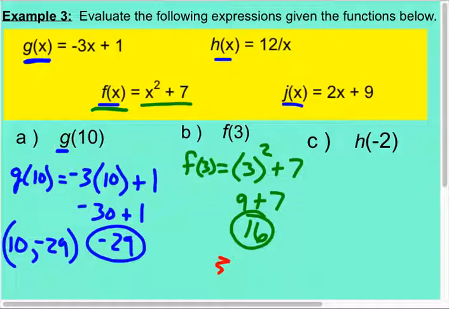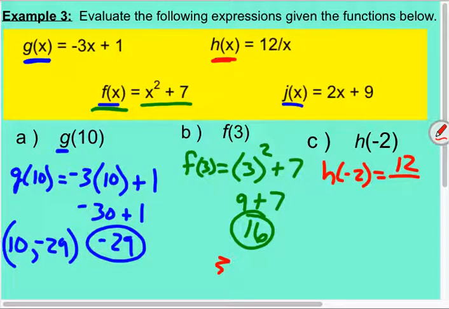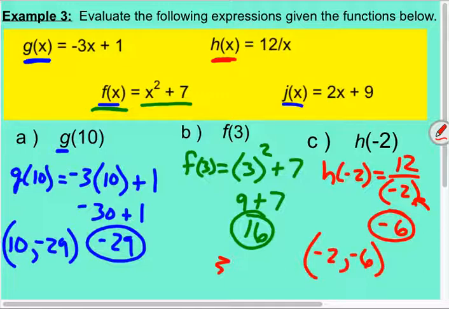Okay. Just h of negative 2, fine. Here's my h function. So h of negative 2 equals, well, that's 12 over x, or 12 over, in this case, negative 2. There's my x right there that I'm plugging it in for. 12 divided by negative 2 is negative 6. So negative 6 would be my answer.